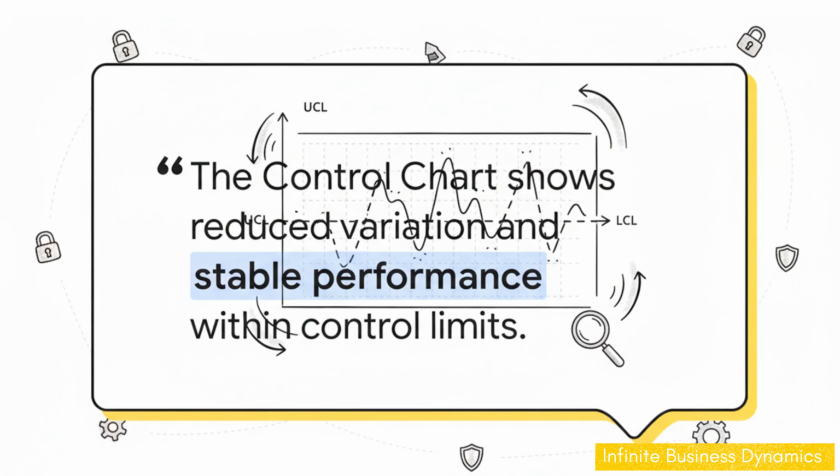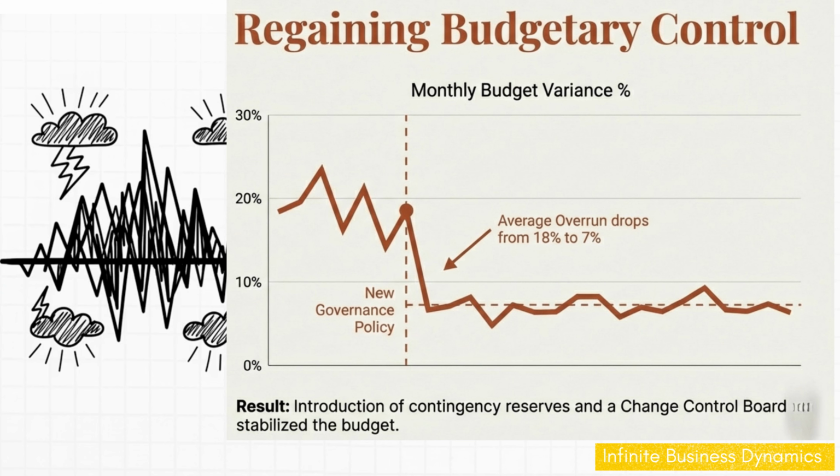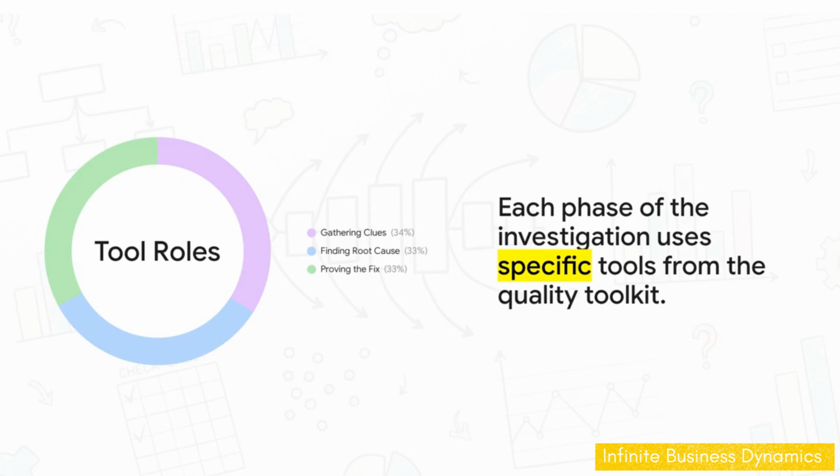The control chart really is the final piece of evidence. It's the proof that shows the wild, unpredictable swings are gone, replaced by a stable, predictable process that stays where it's supposed to. The chaos has been tamed. Case closed. So, to quickly recap the whole investigation, we gathered clues with the check sheet and Pareto chart.